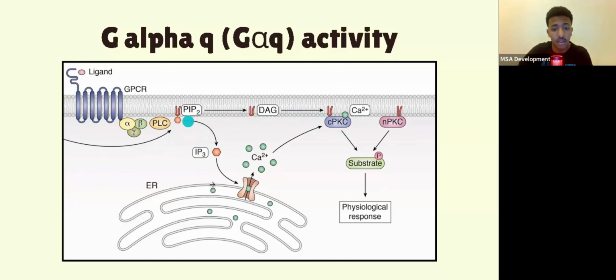The IP3 is gonna take a different route. It's gonna go to the endoplasmic reticulum. It's gonna result in the release of calcium, and then this calcium is gonna activate the protein kinase C. So if we were to ask what activates protein kinase C directly, it's gonna be DAG and calcium, not IP3. Okay? And then protein kinase C is gonna do its function. We don't really care about that.